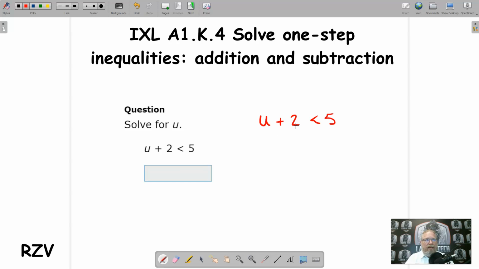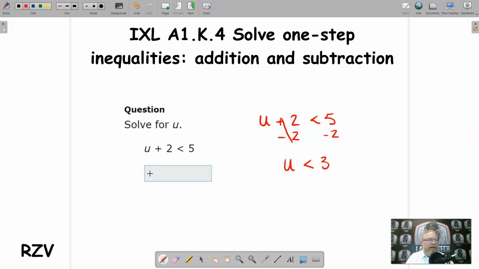The u is tied to the 2 through addition. The opposite operation is subtraction. I'm going to subtract the very number I wish to get rid of, which is 2. And what I do to one side, I'm going to do to the other. If you watch my lessons about solving linear equations, it pretty much sounds the same way. Almost the same thing, right? In this case, positive 2 and negative 2 cancel each other out, leaving us with just u on the left side of the inequality. We bring down our less than sign, and 5 minus 2 is 3. So u is less than 3 is the solution to this inequality. We've solved for u.